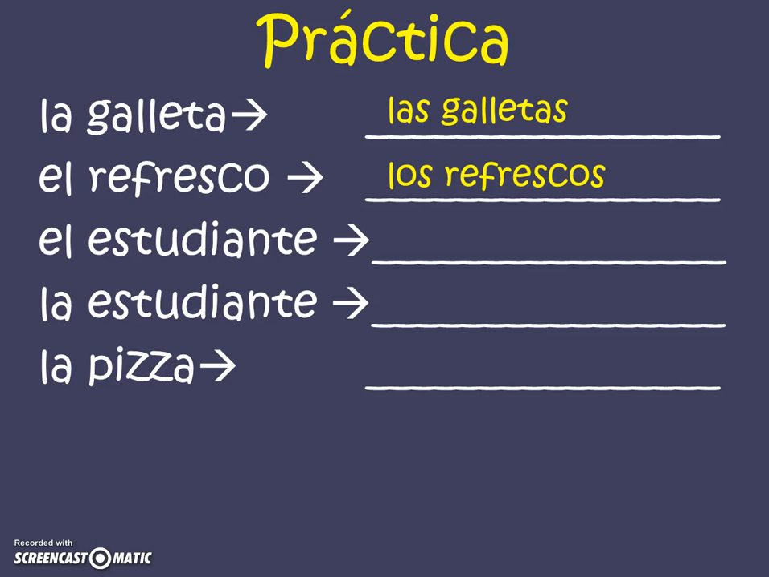Next we have el estudiante, which means the boy student, because it is a masculine article. Therefore, that indicates that this is a male student. So how would we make that plural? Well, first we're going to have to make the noun plural to estudiantes. Then we're going to have to see, oh, this is a masculine plural noun now. So what article am I going to need to use to make it masculine plural, which is los estudiantes.